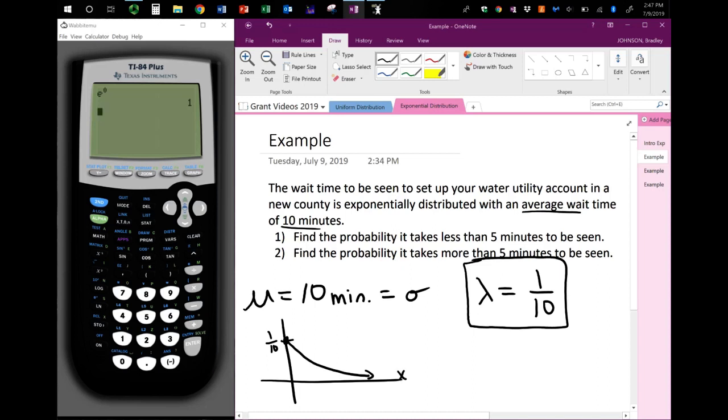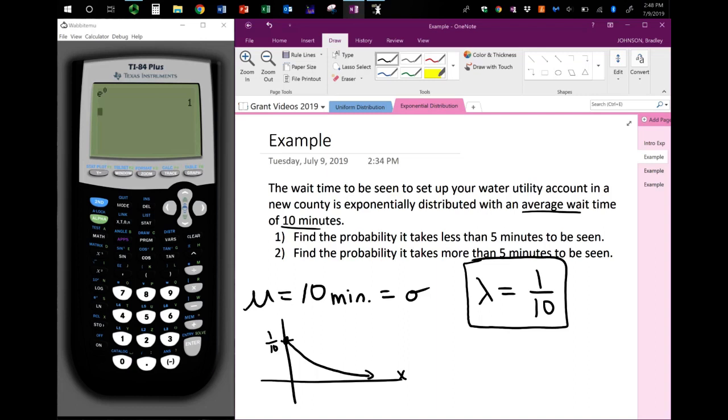If you think about it, you're more likely to be seen earlier on than really, really late. That's why it's exponential when you think of time. So earlier on, you're more likely to be seen. Later on, it's less likely to occur.